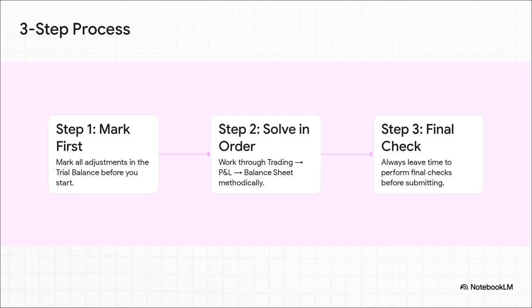Step 1. Before you write a single number, go through your adjustments and just put a little mark or a star next to every related item in the trial balance. This is huge. It stops you from forgetting them later. Then, Step 2. Solve it methodically. Do the trading account, then the P&L, then the balance sheet. Don't jump around. And finally, Step 3, and this is crucial, always leave time for a final check.